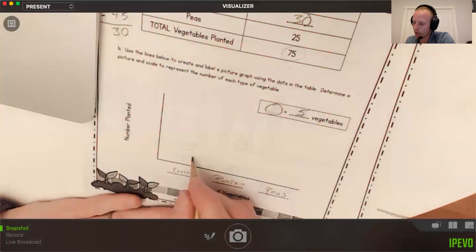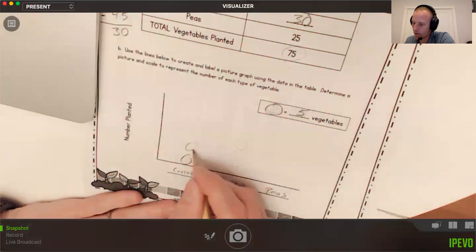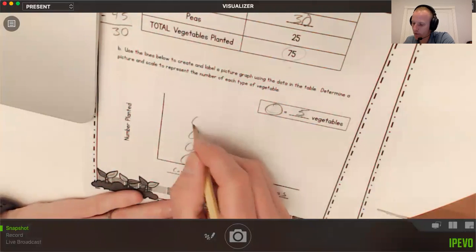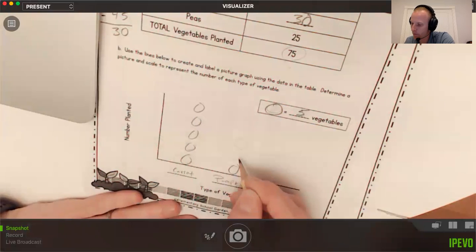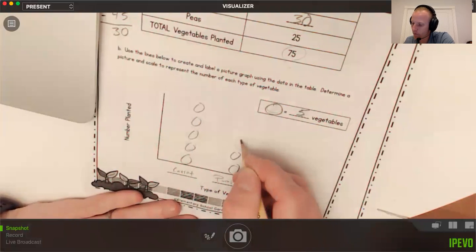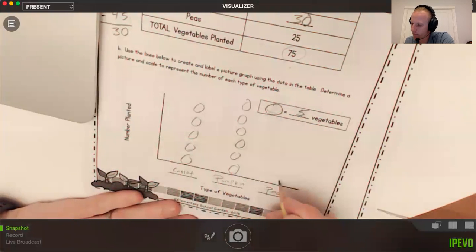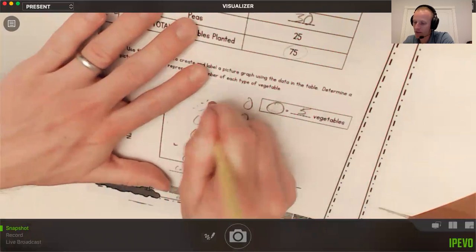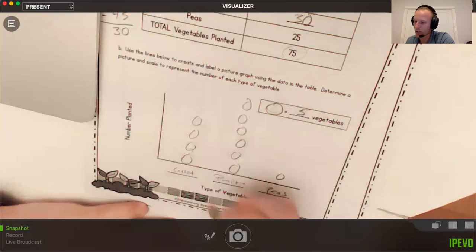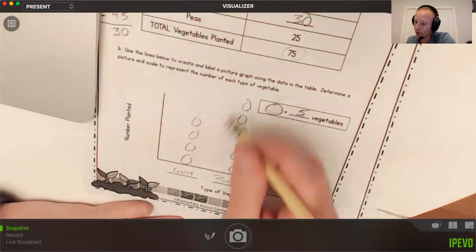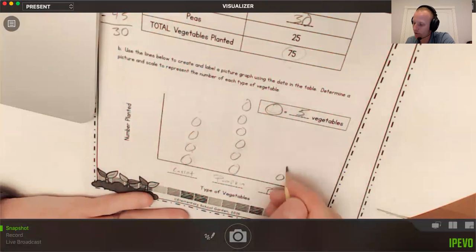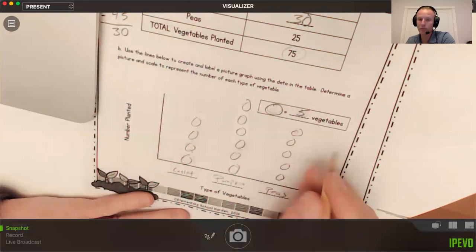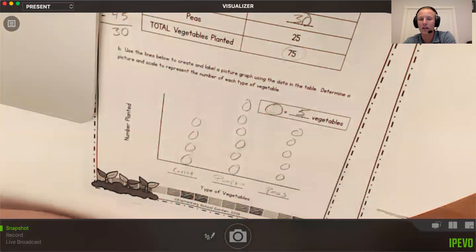So a circle equals 5. So 5, 10, 15, 20, 25, 30. I went too high. I messed this problem all up. 5, 10, 15, 20 on carrots, 30 on pumpkins, and 25 on peas. So I did make errors here.